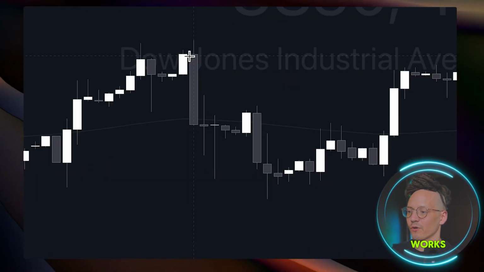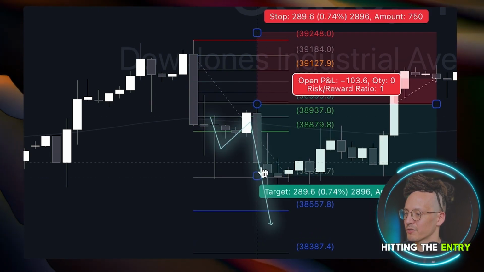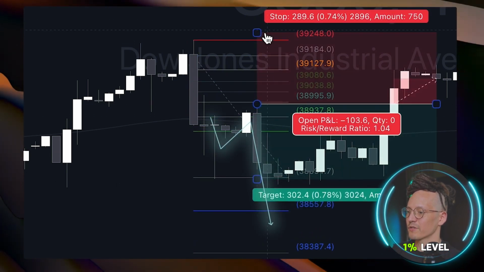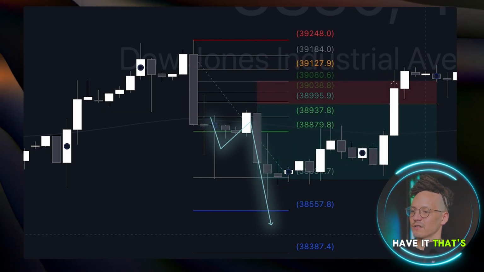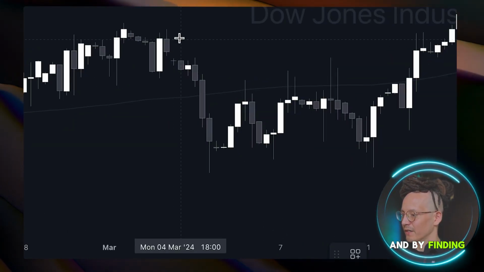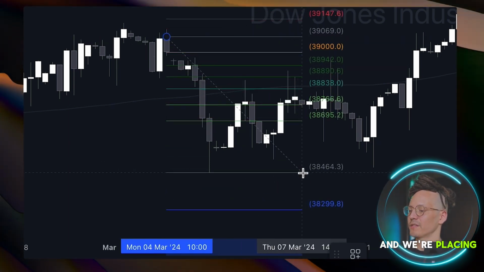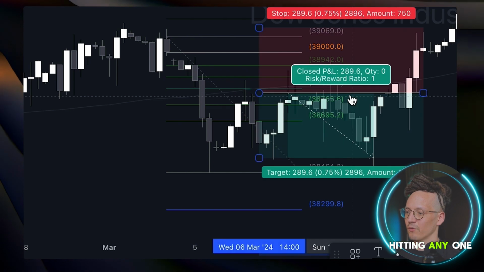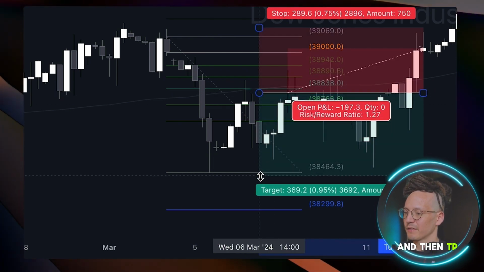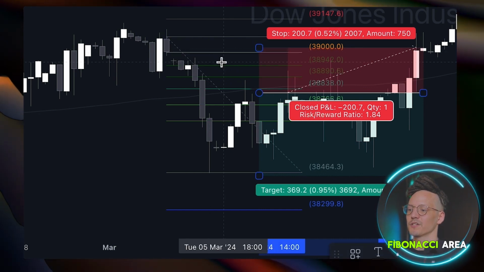And you're going to see that it works everywhere that I put the fib. So again, right here, hitting the entry, going down to TP at the 1% level. And there you have it. That's another entry. You can put your stop loss anywhere behind these zones. And by finding another impulse leg right here, this one started a new direction, and we're placing it at the wick. Again, hitting any one of these entries and then TP at the previous low, our stop loss right behind this Fibonacci area.